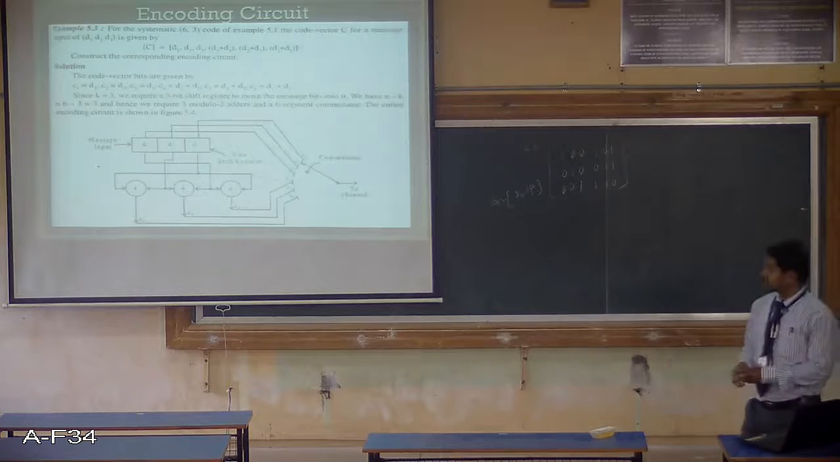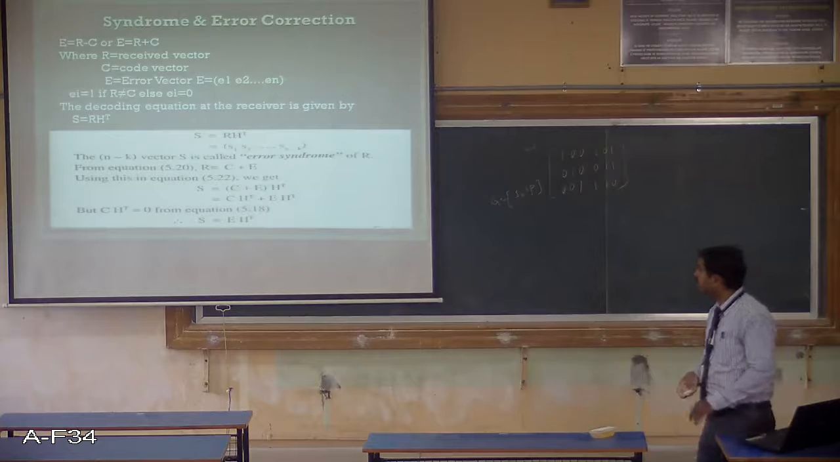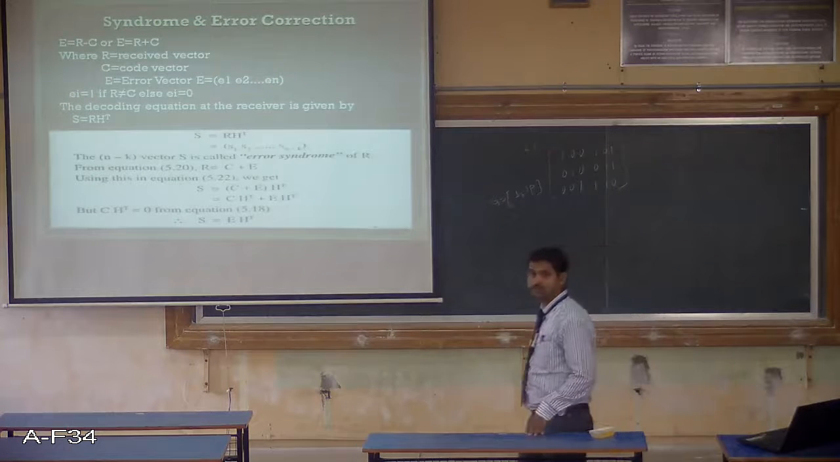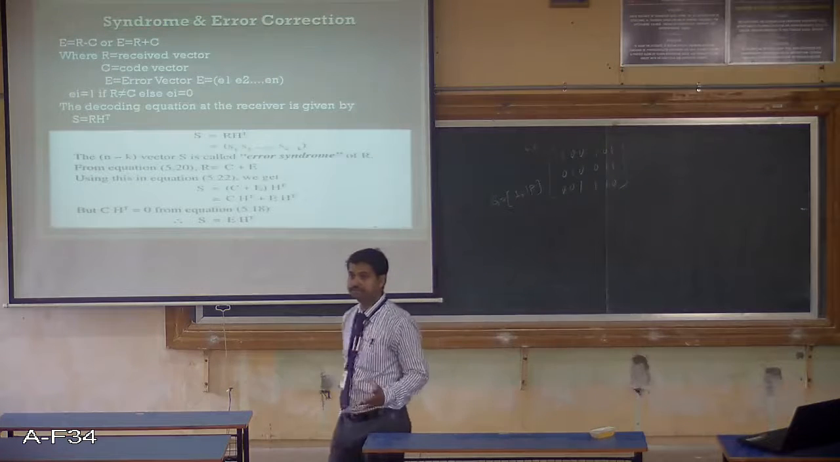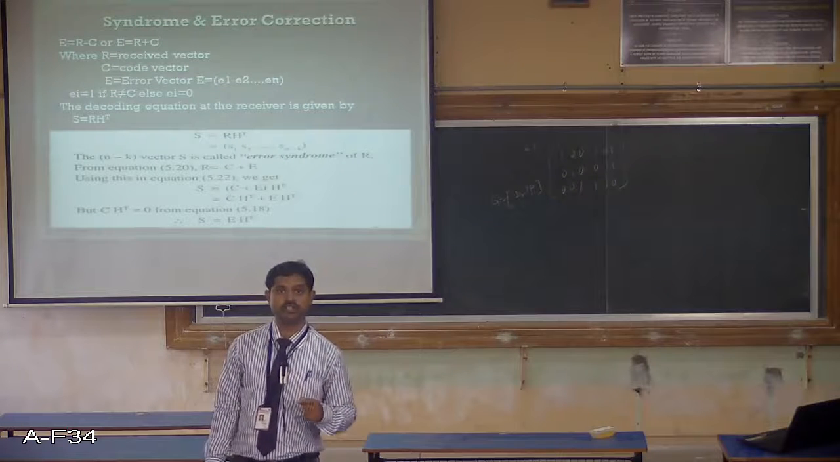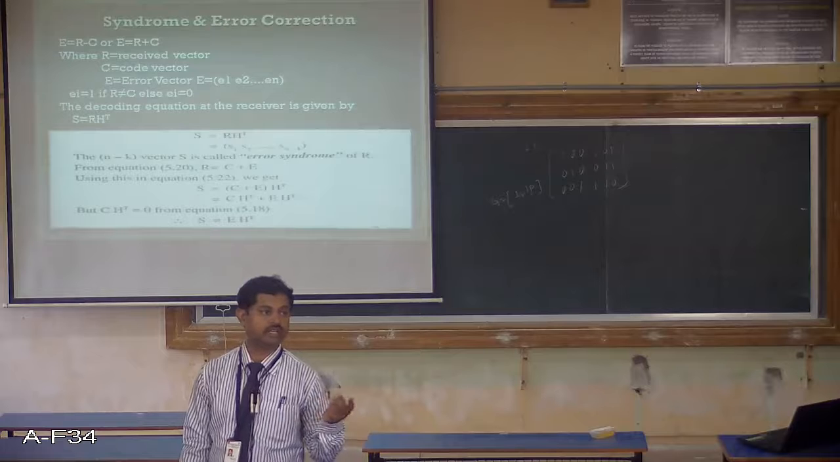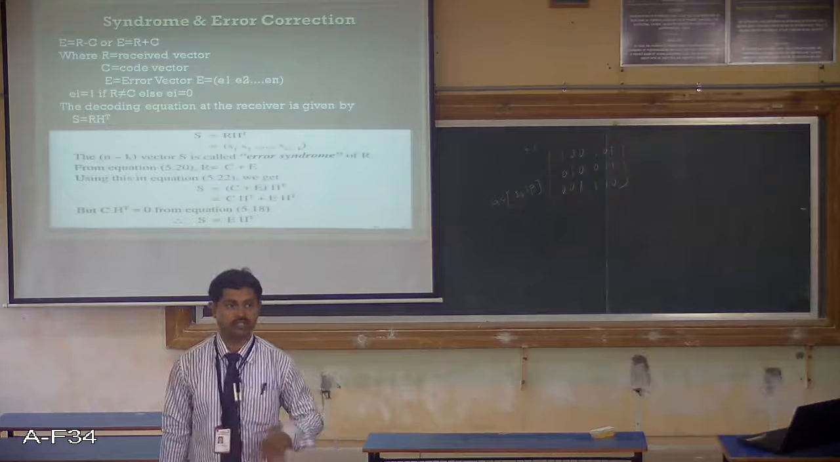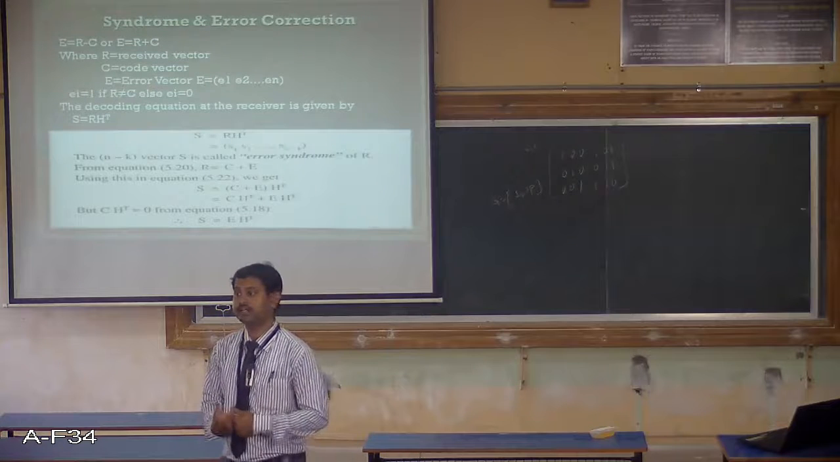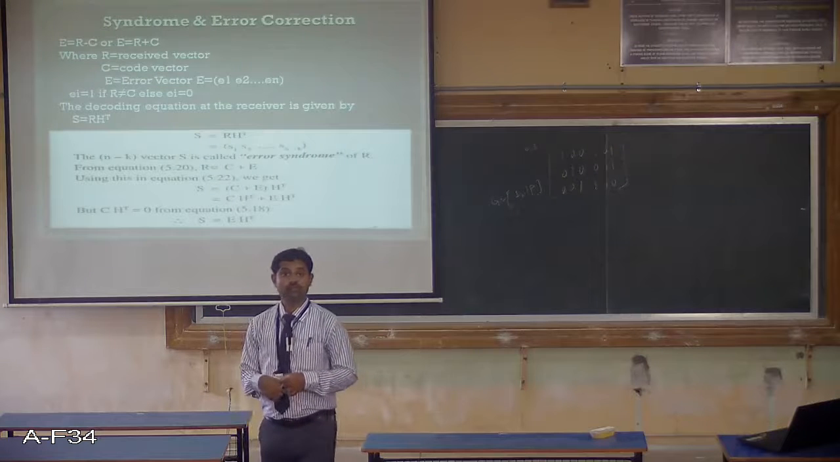This is the encoding. And next one is syndrome and error detection. I already said in the previous discussion that there are 2 types of error correction. One is forward error correction, which can correct the errors. One more is error detection. So, syndrome and error correction.